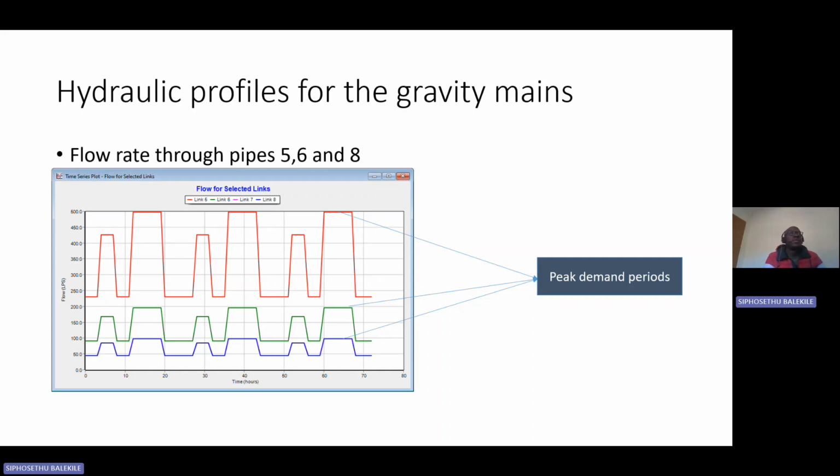And then hydraulic profiles for gravity mains are pipes 5, 6, and 8. And below is an illustration of the flow rate through those pipes 5, 6, and 8. And on the right hand side, I've pointed out the peak hours where there's a lot of flow in the pipes. These are the peak times.